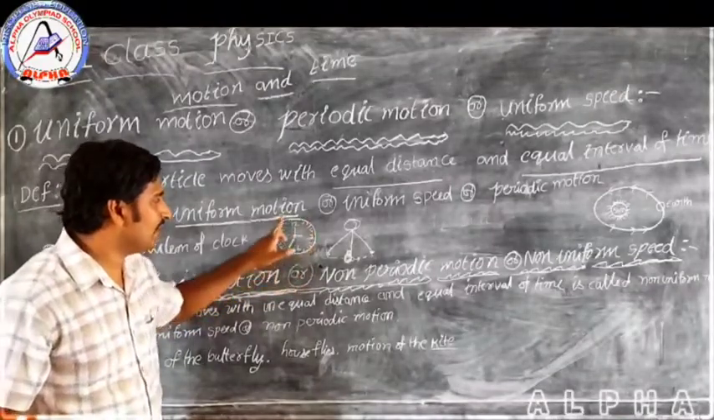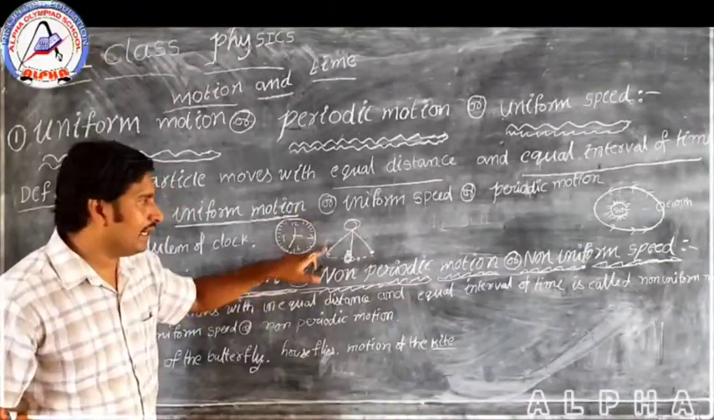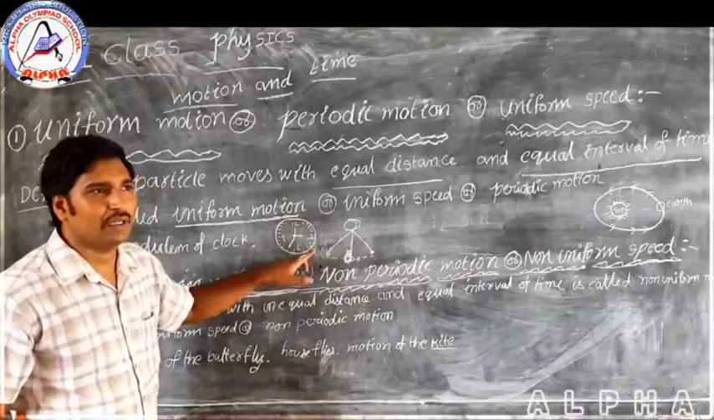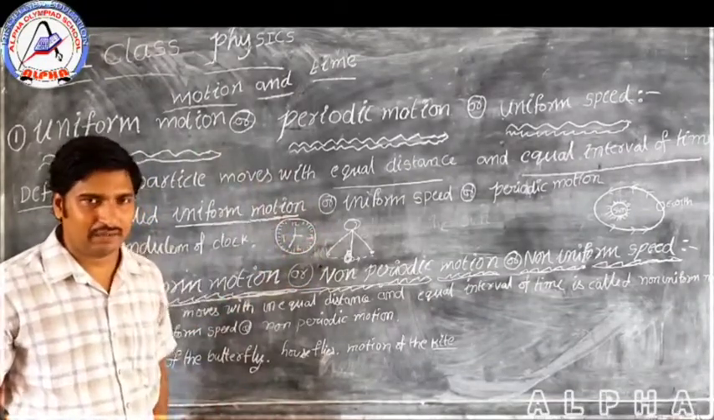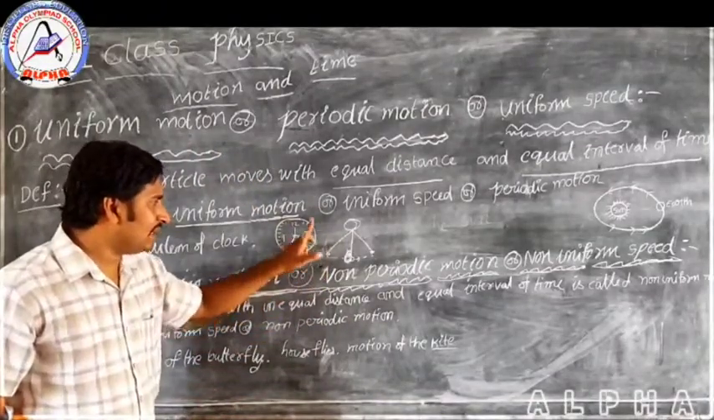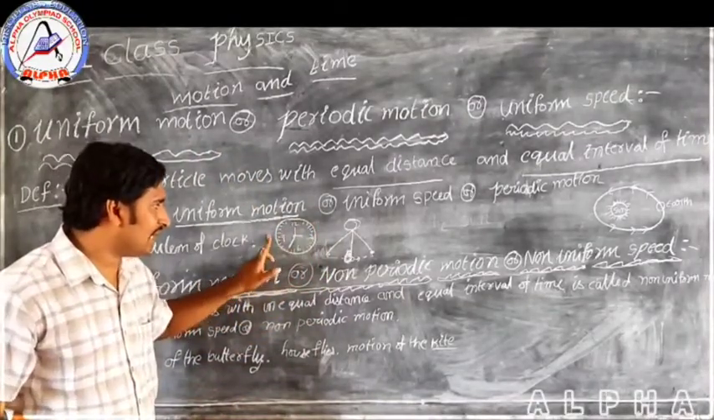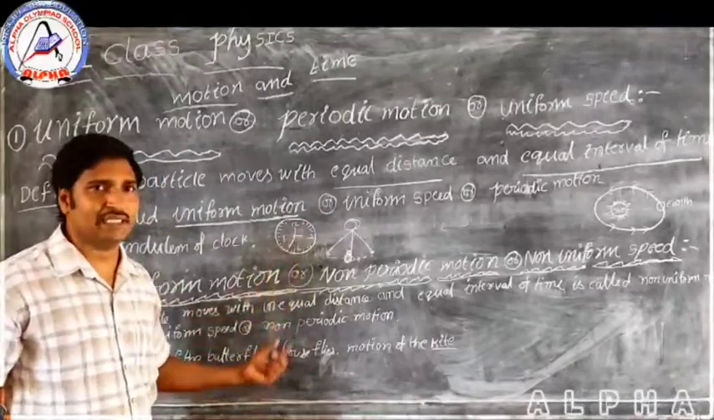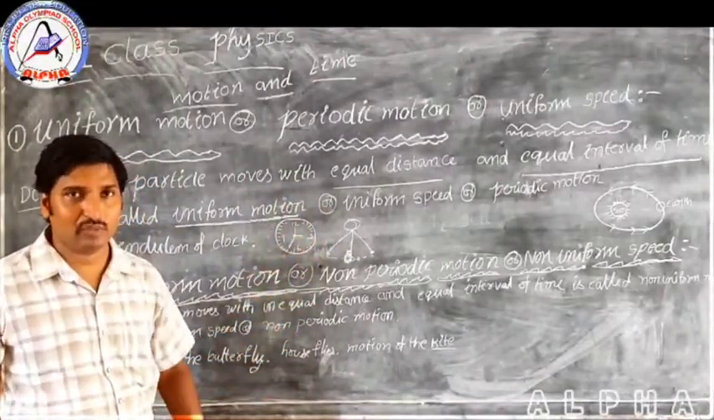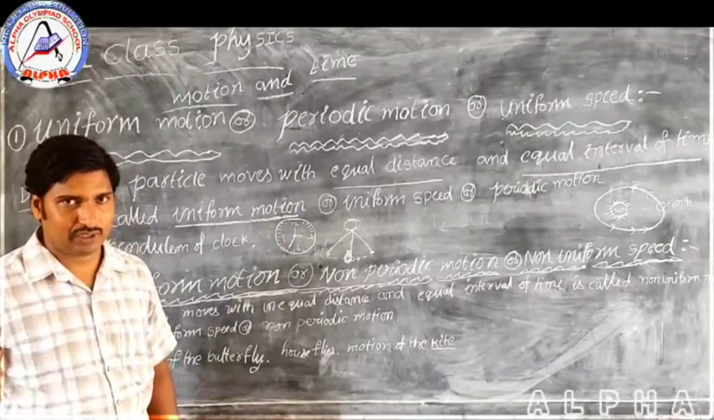These move periodically and uniformly, traveling equal distance in equal intervals of time. That motion is periodic motion.